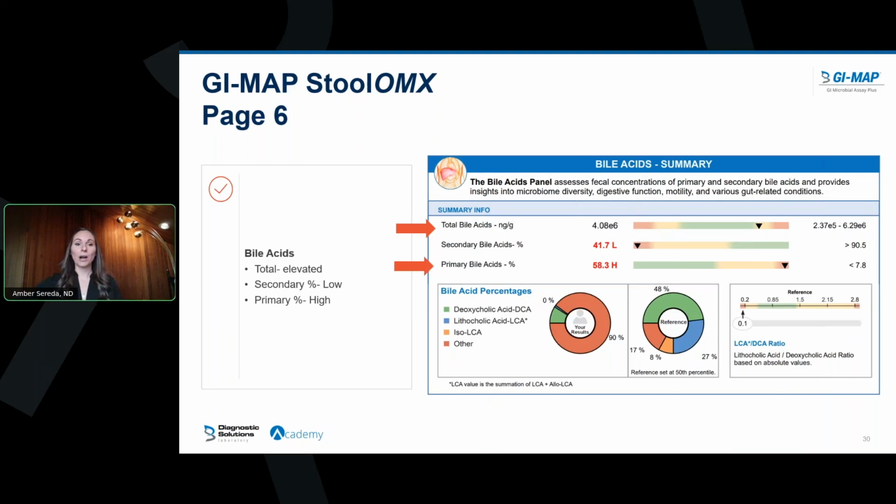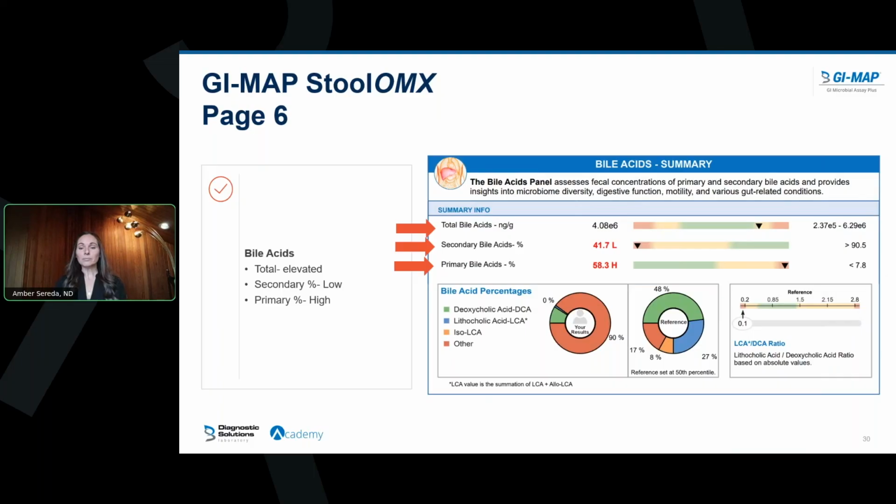We're seeing high primary bile acids. So again, I'm thinking about potential impaired reabsorption in the distal ileum and, again, impaired conversion. And our secondary bile acids are low. Again, that lack of conversion from primaries to secondaries can really reflect low microbial diversity.